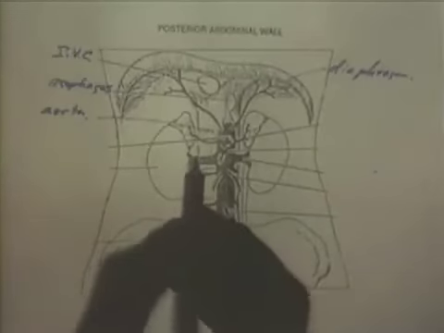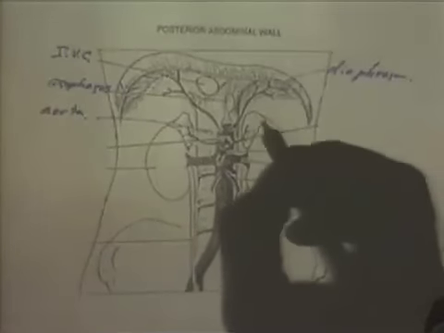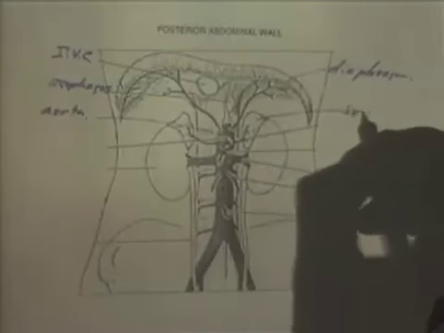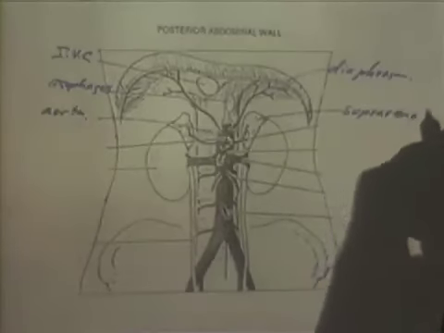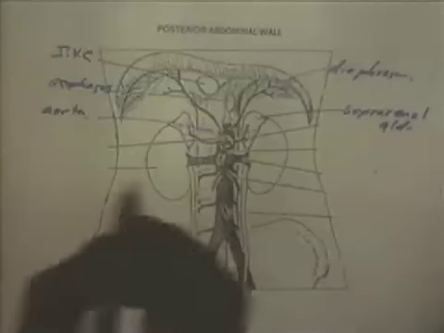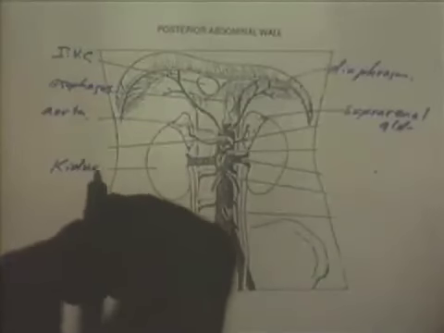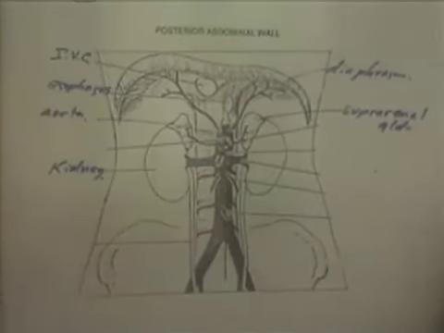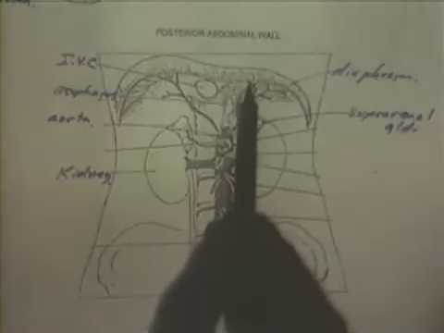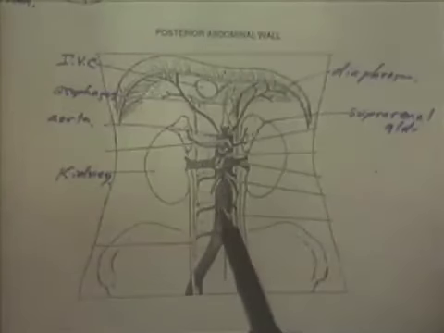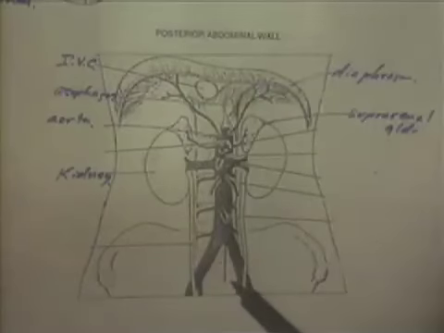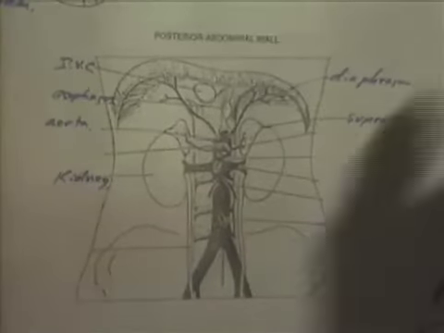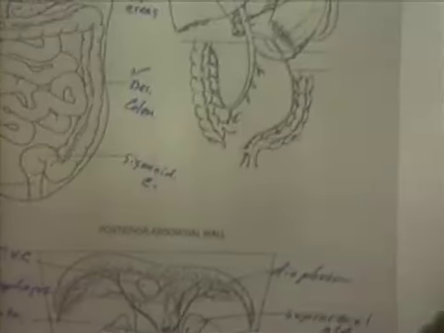The posterior body wall organs that we can demonstrate are the suprarenal gland and the kidney. Now, one thing I want to point out is that when you talk about the blood supply, the blood to both the gastrointestinal system and the posterior abdominal wall is going to come, of course, from the abdominal aorta. But then we get into two different types of drainage.